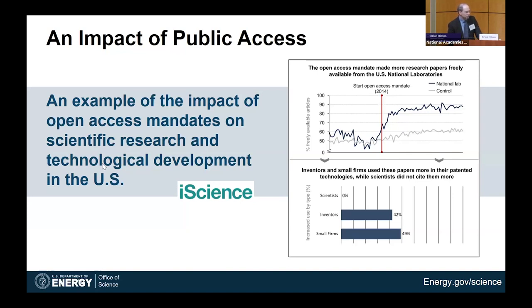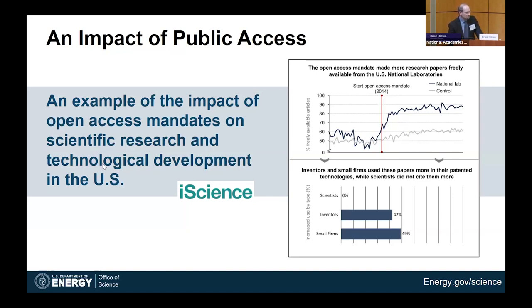And so you see that our national laboratories are getting upwards of 90% of their articles becoming accessible as a result of that memo. And then there's a control group that shows a lesser percent. The lower visual then shows since 2014, certain communities are citing those articles from our laboratories at much higher rates than they had before those things became accessible. Inventors and small firms, communities that never would have had access to these through typical subscriptions, and because they were made freely accessible, they're citing them more in their patent applications. And to me, this is a real economic or commercial advantage of showing how these communities benefit from that.